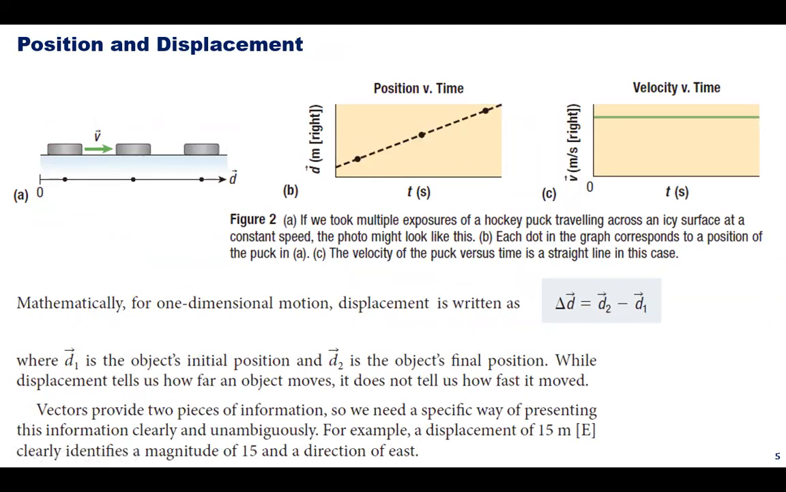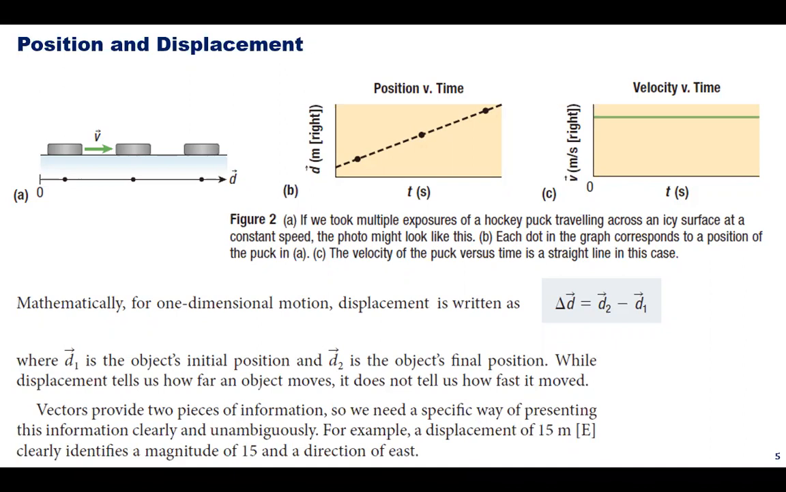So first, let's have a look at the terms position and displacement. To start, consider motion along a straight line, one-dimensional motion, such as a hockey puck sliding on a horizontal ice surface. So here, figure 2A shows what a multiple exposure image of a hockey puck in motion might look like. The dots represent evenly spaced intervals of time. The puck is moving the same distance in each interval, so the puck is moving at a constant speed.